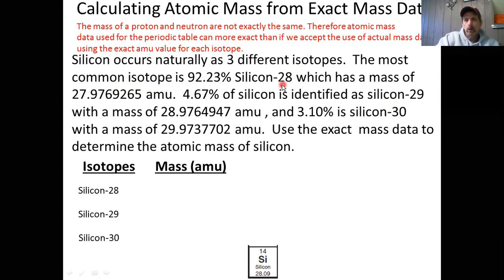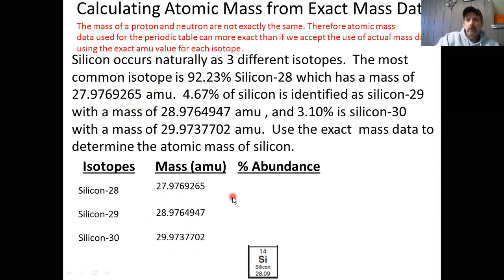Well, look what it says about silicon 28. The exact mass is 27.9769265. Lots of numbers. So we just transfer the data down for each of the isotopes, right? Silicon 29 has this exact mass. Silicon 30, notice how close to 28 this number is. How close to 29 this number is. How close to 30 that number is. That's not a coincidence. Now we look and we read the abundance data, the percentages.